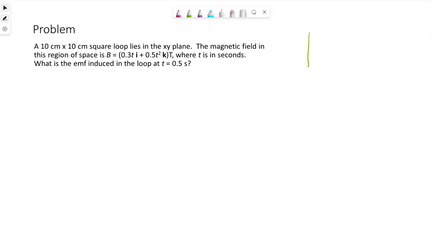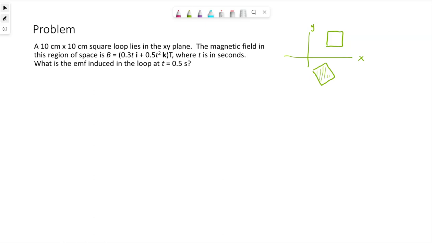So we have our coordinate system, x, y, z would come out of the screen. We're told that this square loop is in the xy plane. So it could be up in the first quadrant. It doesn't even actually have to be aligned with the x and y axis. What has to be the case is that the square itself, the whole square area, is in the xy plane.